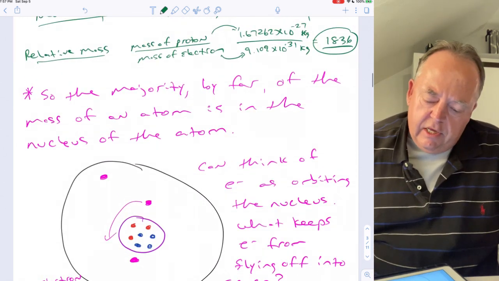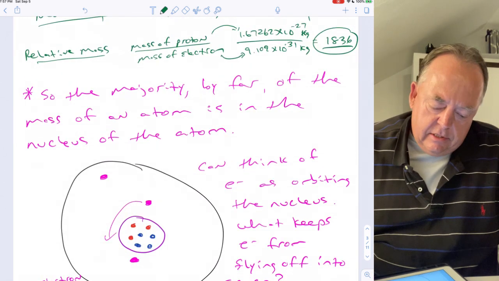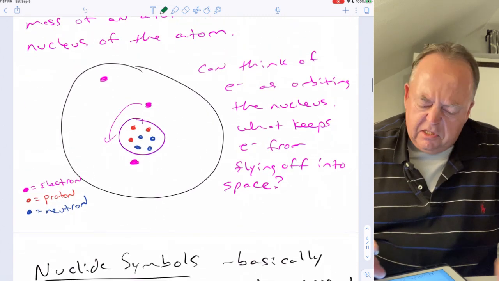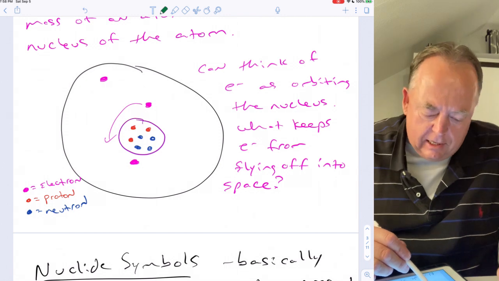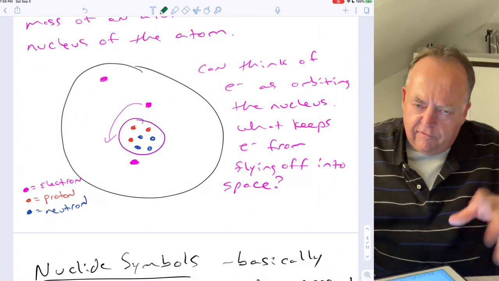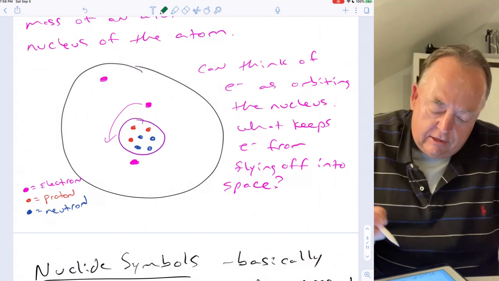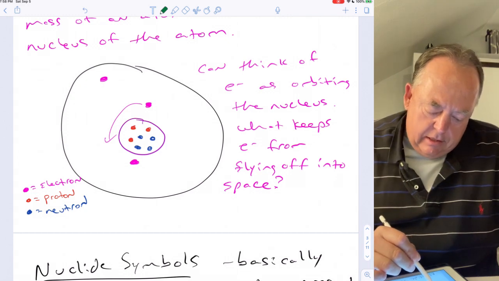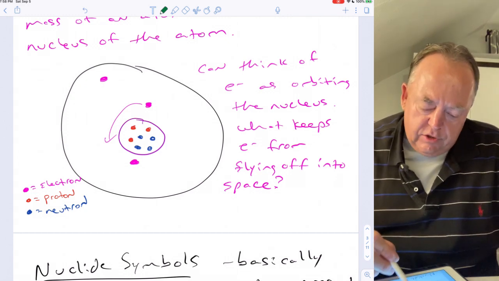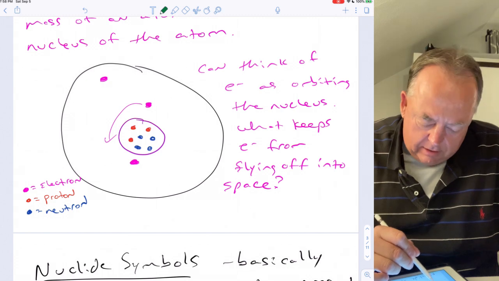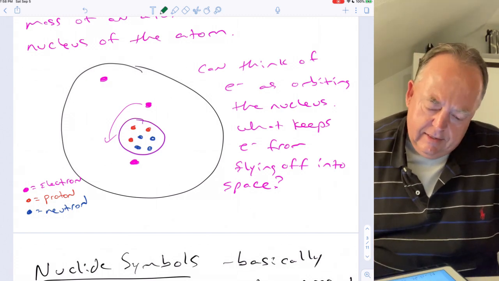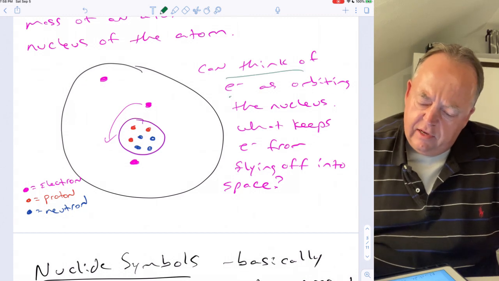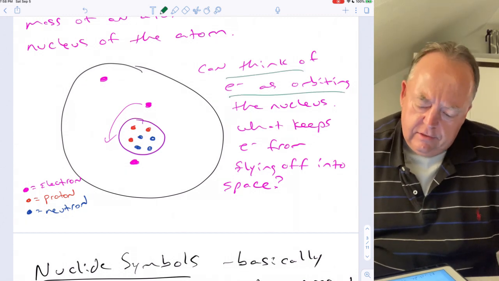Okay, so the majority by far of the mass of the atom is in the nucleus of an atom. So basically this would be the basic structure of an atom. If the pink dots represent electrons, they're in the electron cloud, flying around really, really fast. And the red dots representing protons are in the nucleus, and the navy dots representing neutrons are in the nucleus. So you can think of the electrons as orbiting the nucleus.